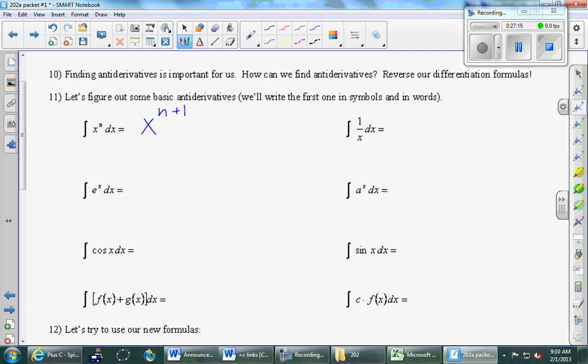The first thing I said was take the power and bring it down into the front, multiply by the power. So that's the last thing we undo. What's the opposite of multiplying by a power? Dividing by that power. And you are dividing by that new power. And in fact, this is the one we'll write in English. Add 1 to the power and divide by the new power.